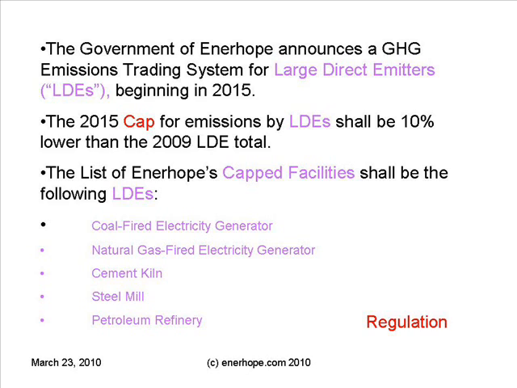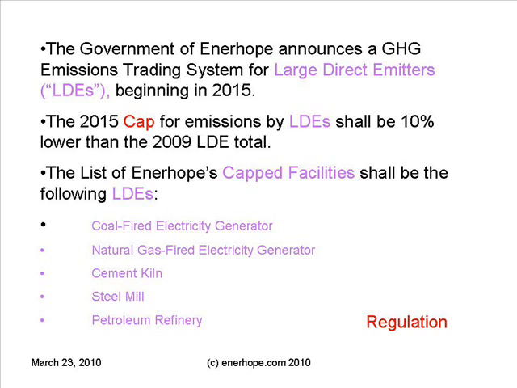The government of Enerhope proclaims a regulation creating a greenhouse gas emissions trading system for Enerhope's large direct emitters. The regulation authorizes Enerhope's Minister of the Environment to specify a cap, a maximum allowable total, for 2015 greenhouse gas emissions by the group of large direct emitters together. The 2015 cap shall be 10% less than the total emissions in 2009 by the large direct emitters.